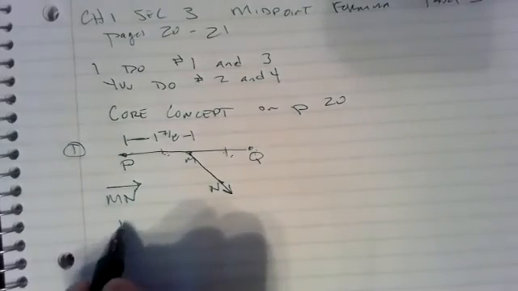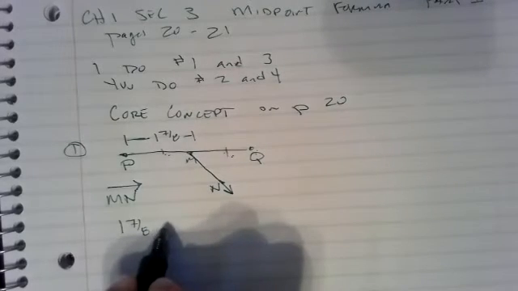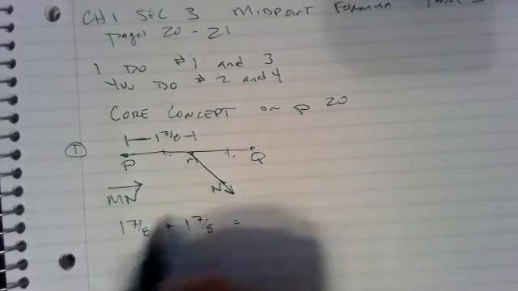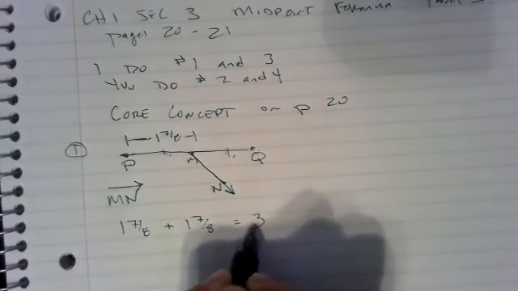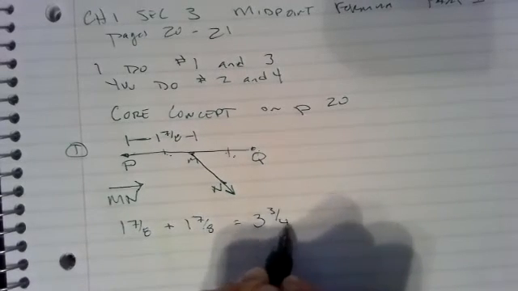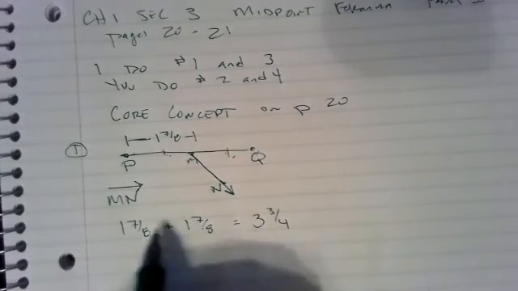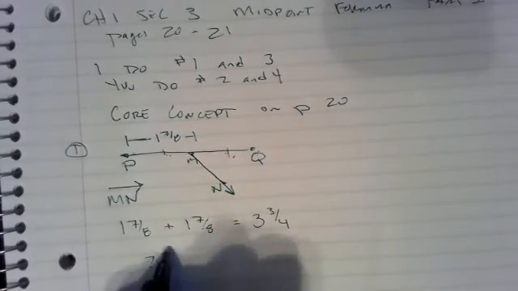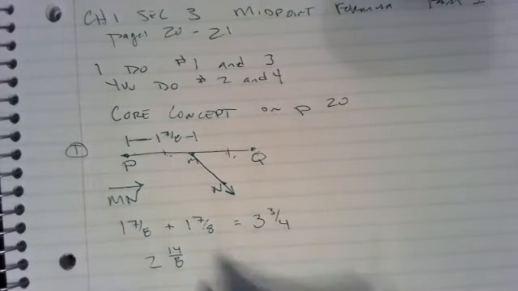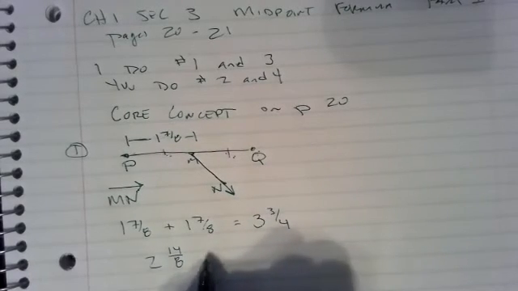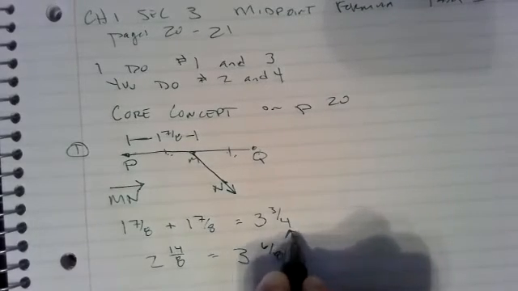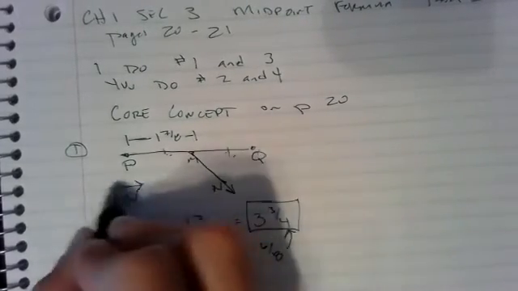And well, at this point, if I were you, I would get out a calculator, add them together, make sure you know how to add fractions on your calculators. And we know that it's 3 3/4. Let's say you don't have a calculator. Well, 1 plus 1 is 2. 7/8 plus 7/8 is 14/8. 8 goes into 14 another time. What's left over? 6/8, and that simplifies to 3/4.